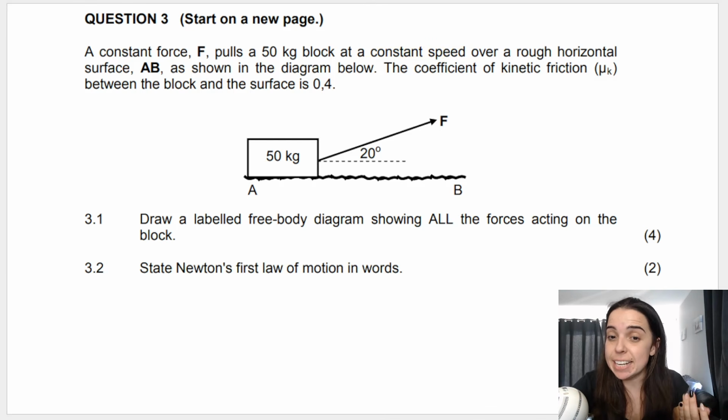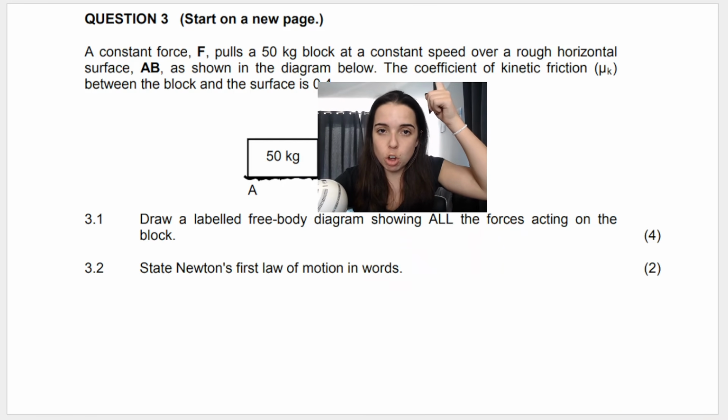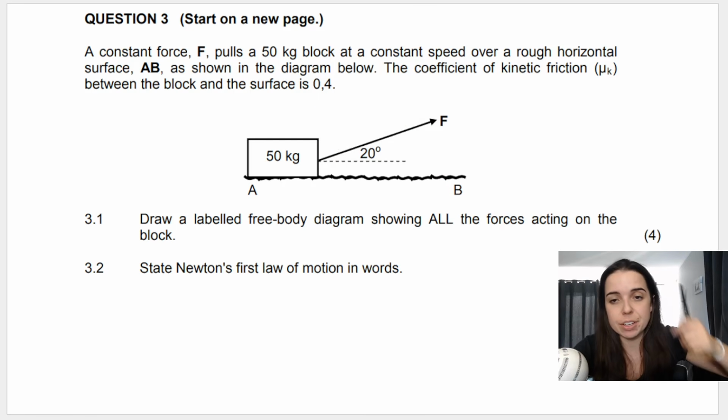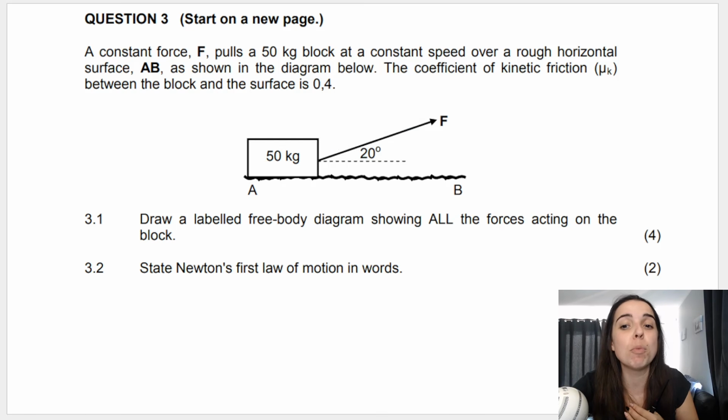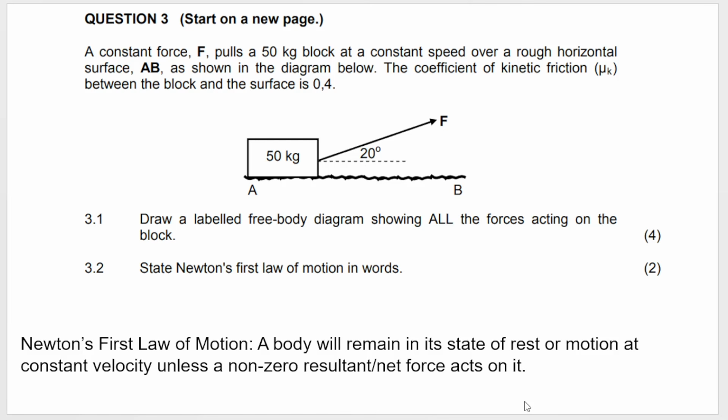Then they want us to state Newton's first law of motion, so if it wasn't already obvious from the constant speed over here, from that phrase given, that this is a first law question, they've made it even more obvious now by asking you to define Newton's first law of motion. This is the definition for Newton's first law of motion.